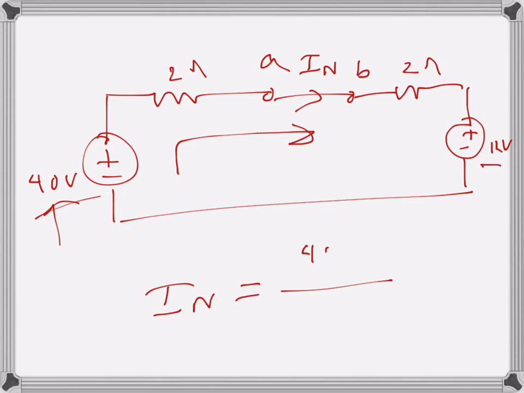The value will be 40 minus 12, that's the resultant electromotive force, resultant voltage source, divided by the sum of the resistances. There are just two resistances, 2 plus 2, 4, so that will be 28 over 4, so 7 amps. That is the value of the Norton current for terminal A and B. So that we have found.